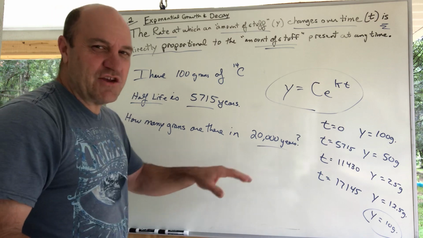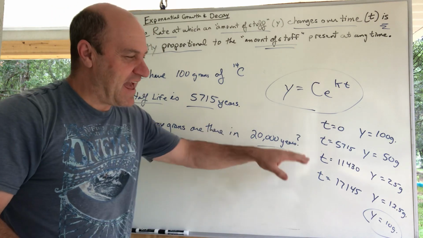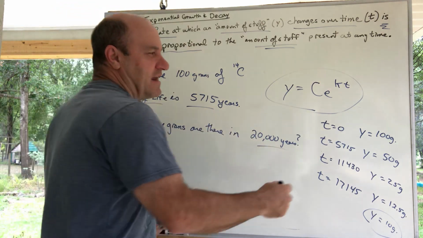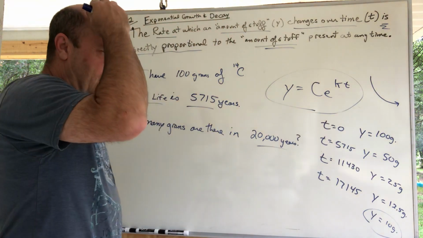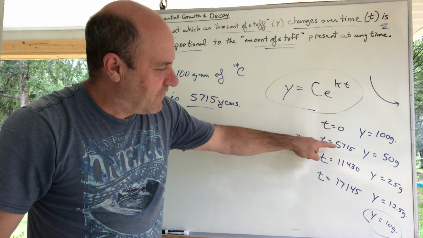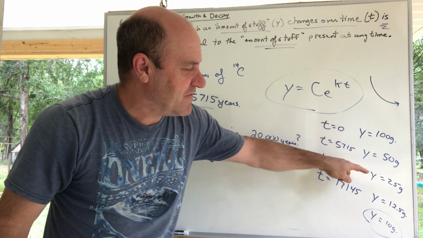This is not linear depreciation or decay. This is not a line. This is an exponential decaying curve. Every 5,715 years we lose half of the previous amount.